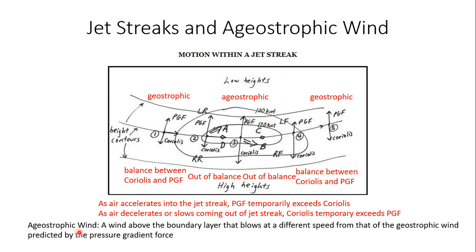By the way, this is a review of what ageostrophic wind means. It's just simply a wind above the boundary layer, which, by the way, in a non-mountainous area usually extends from the surface to 3,000 feet above the ground level. So, ageostrophic: a wind above the boundary layer that blows at a different speed from that of the geostrophic wind predicted by the pressure gradient force.